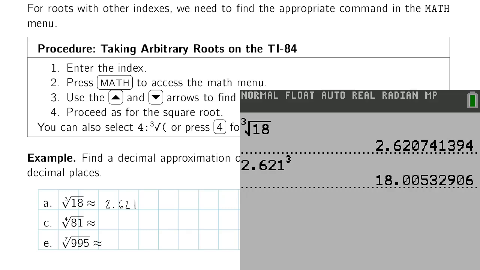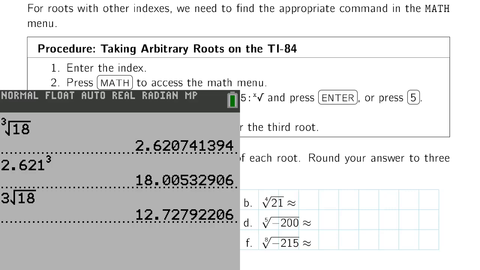One common mistake I see is people type in the index and then they enter the square root. As you can see, that's a very, very different number. Right? What that does is it takes the square root and then multiplies it by 3. Totally different process. Make sure you're not entering the square root. Make sure you're selecting that choose any root function in the math menu. Let's see another example of that.